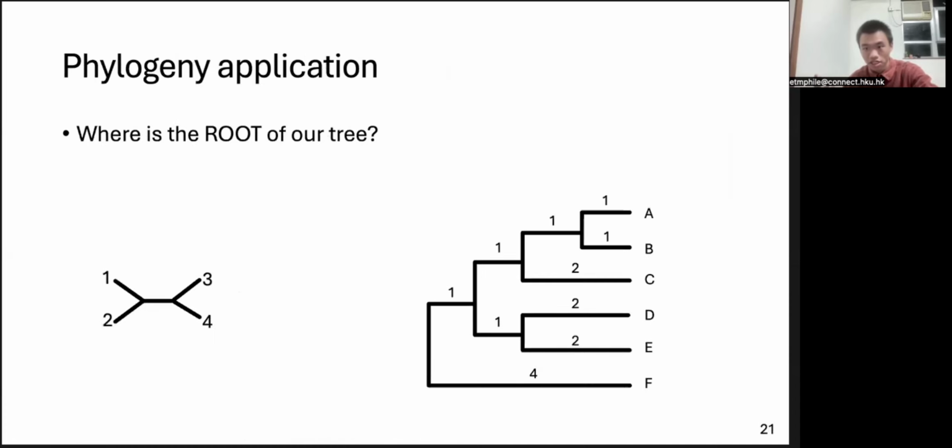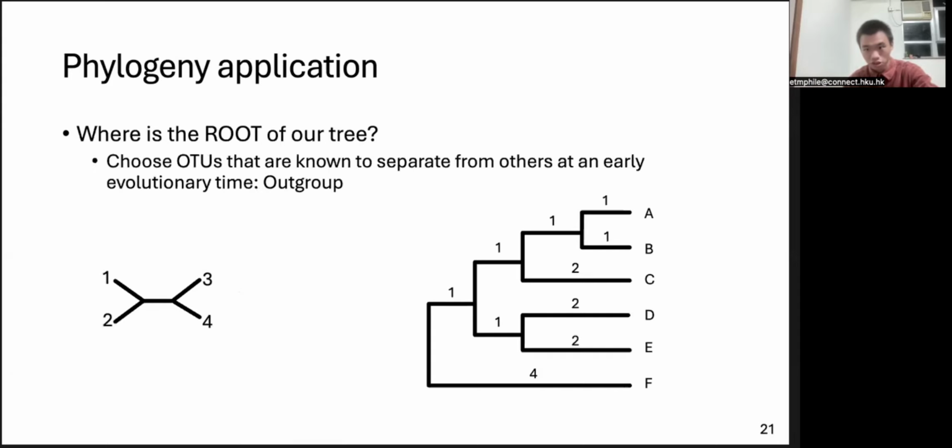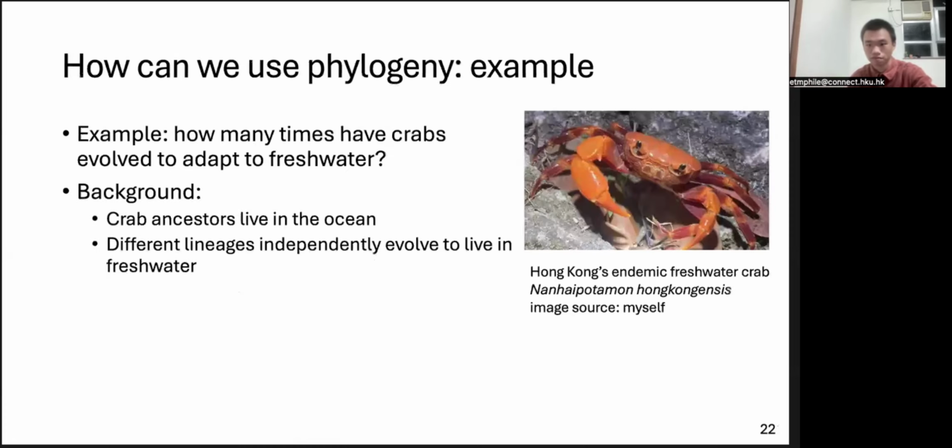Finally, we can see that previously all trees do not have a root. We can root the trees by including an outgroup. Outgroups are OTUs known to have diverged early from the groups of interest.